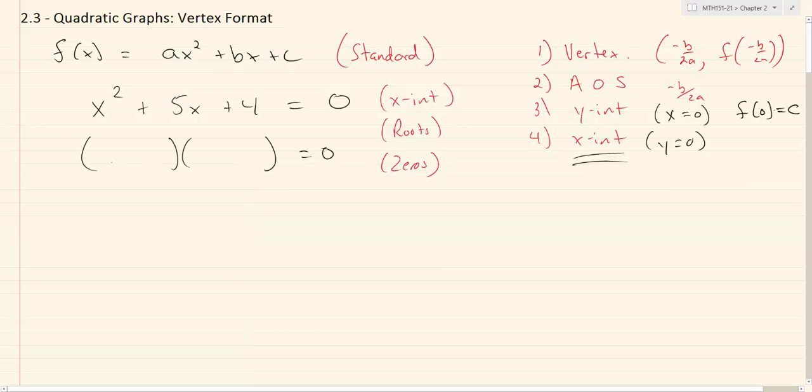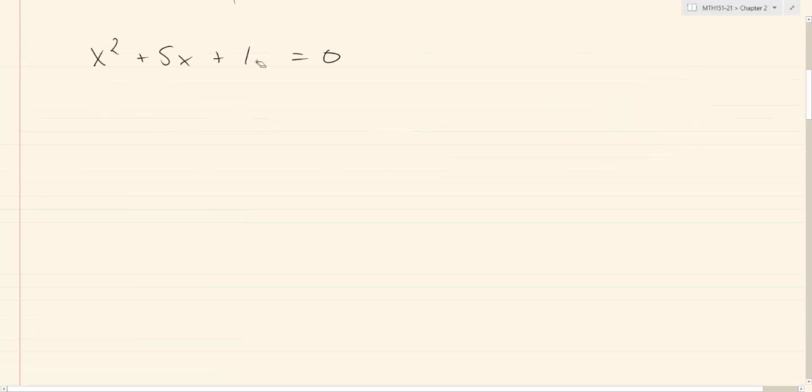So you do something like this, and you'd say x plus 4 and x plus 1, and then you would say x equals negative 4 and negative 1. And so those were your x-intercepts. And you knew that if you graphed the equation, you'd have one intercept at negative 1 and another intercept at negative 4. Then we went and changed it.